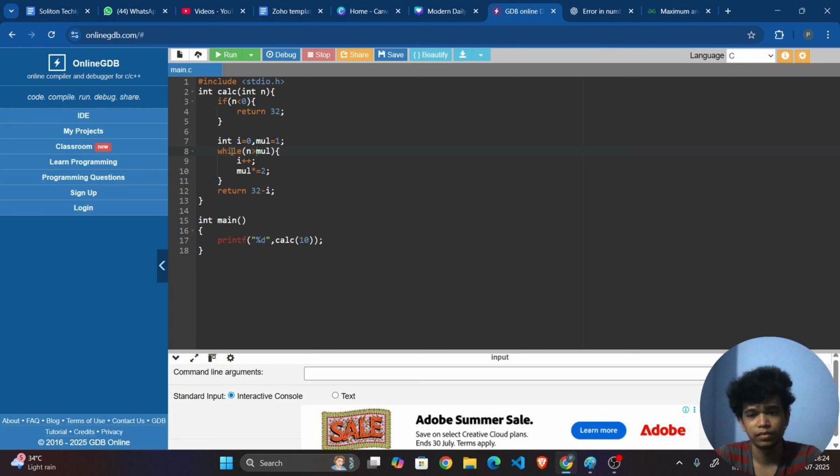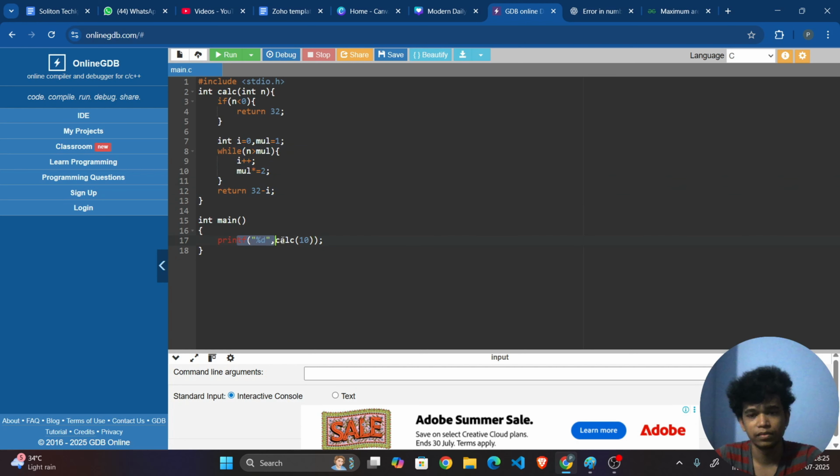Now see here, I am just writing a function. Inside this function, first of all, I am checking whether the given number is less than 0. If it is so, I will be returning 32. And then i is equal to 0 and the multiplier will be 1 initially. This is the value and this is the power. Now if n is greater than the multiplier, then I do i plus plus, multiplier times equal to 2, then return 32 minus i after completing this entire loop.